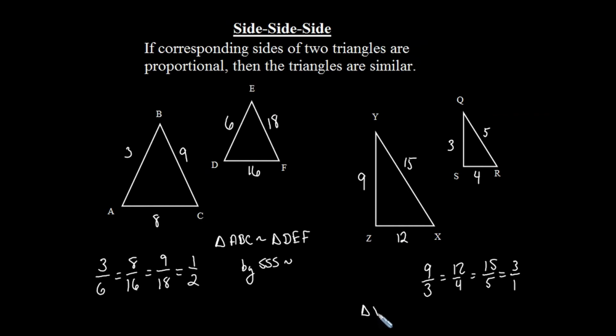We could write a similarity statement. Let's do a different order here. Triangle XZY is similar to triangle RSQ. These are oriented in the same way, so it's pretty simple. You just go XZY, RSQ, listening to the angles, and then we might say by the side-side-side similarity.